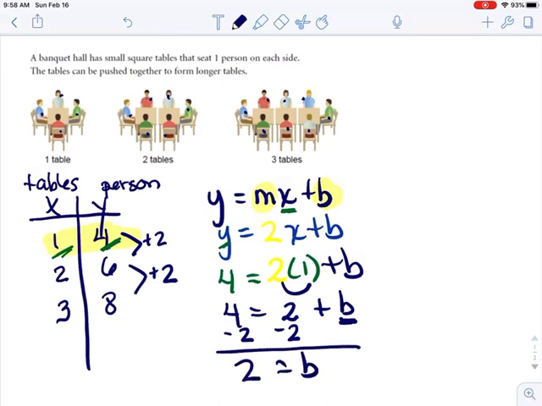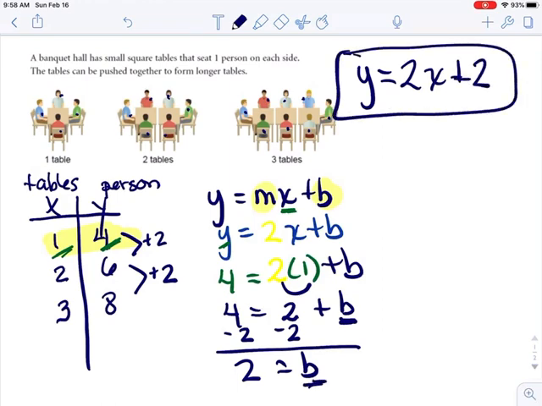So our equation, we would have to rewrite it, would be y equals, and we found our m, that was 2, x plus our b, that was 2. That would be our equation.